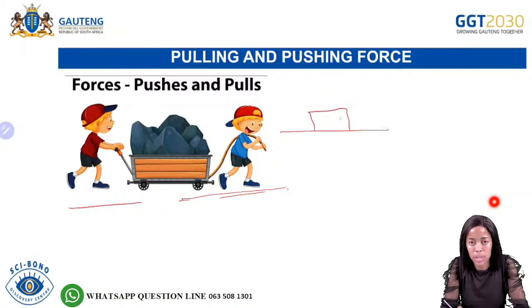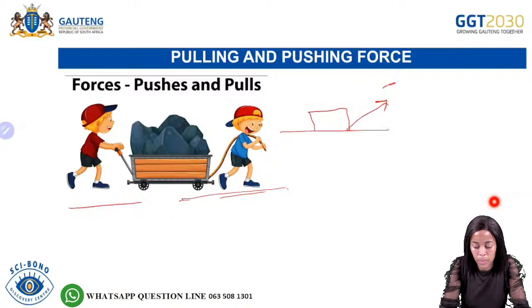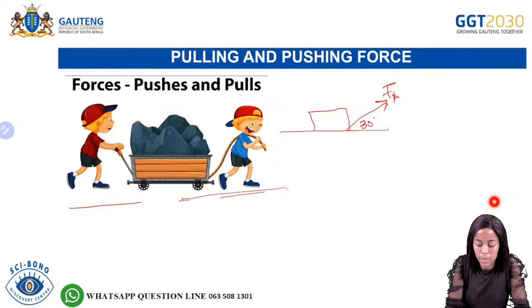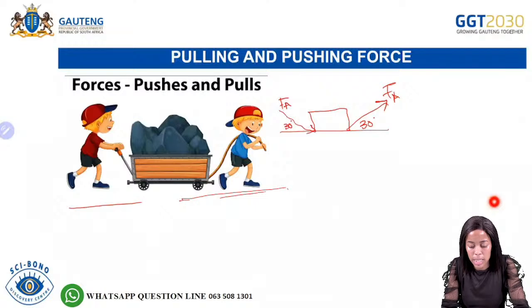So this box would represent your object, and the pulling force would be represented in this way. We'd write F and capital letter A to show that we have an applied force at whatever angle, let's say at a 30-degree angle. And then for the boy on the left, we are going to draw it this way to show that we have an applied force at whatever angle, let's say again at an angle of 30 degrees.